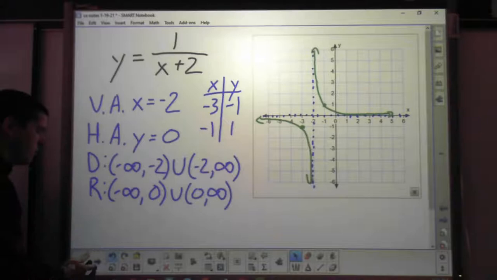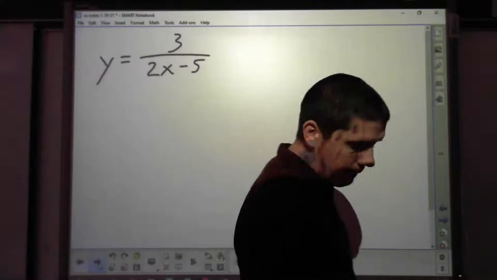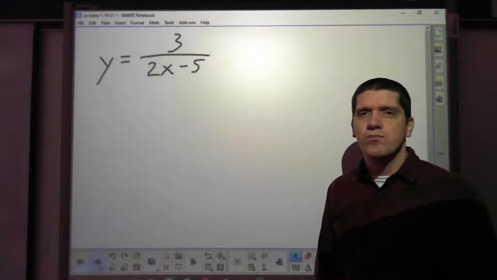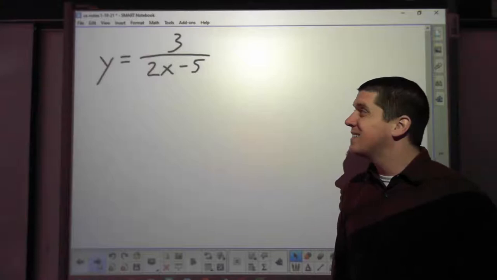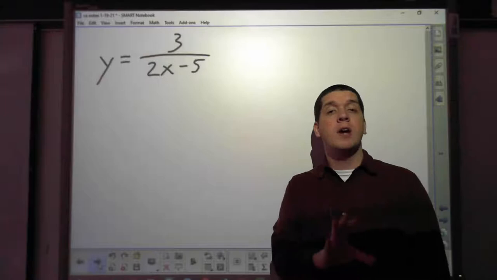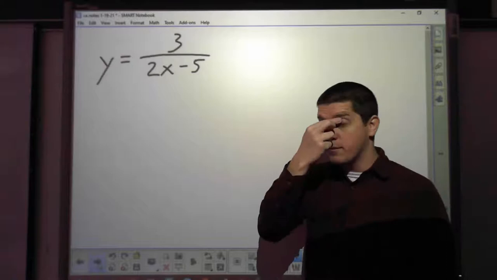All right, so let's take a look at this guy here. We got y equals 3/(2x-5). So what x value can we not have? If you can see it, great. Some of you can look at that right away and go, of course I know what works and doesn't work, Mr. Keith, I already got it. Some of us might be having some trouble here.